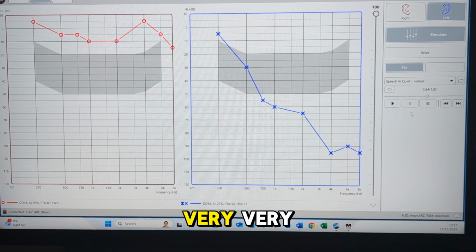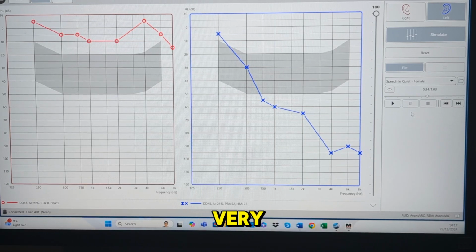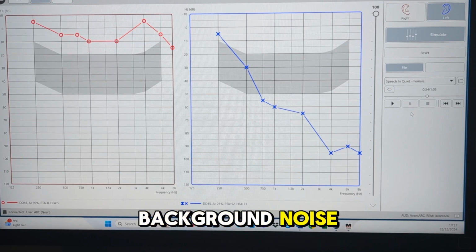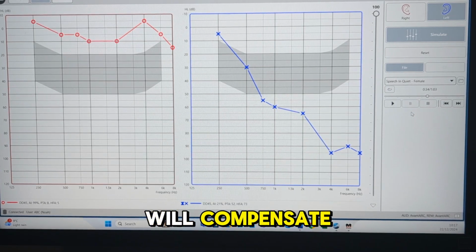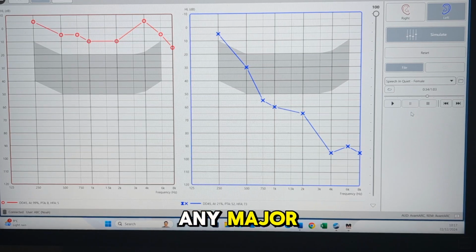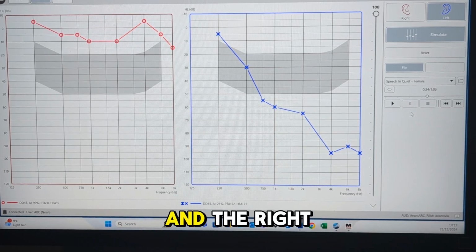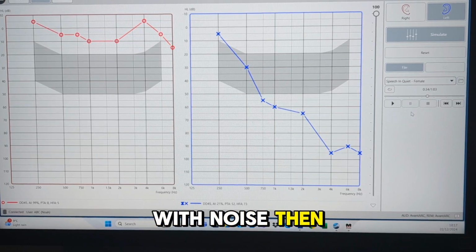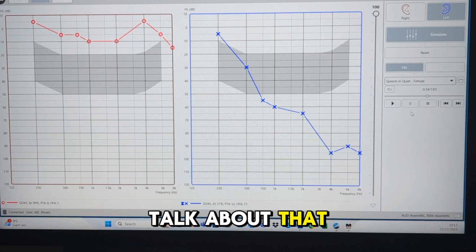So as you can tell, very, very challenging to work out what is being said. Unless you're very familiar with the words and the script, it will be very difficult. If I add any background noise to that, it's going to be almost impossible. The right side will compensate in a quiet room, so I wouldn't expect any major difficulties for communication in a quiet setting. But if you add any background noise to this individual, or you are speaking to the left side and the right is busy with noise, then that will be extremely challenging. So a hearing aid will help, and we'll talk about that towards the end of the video.